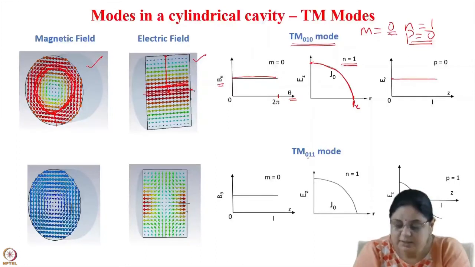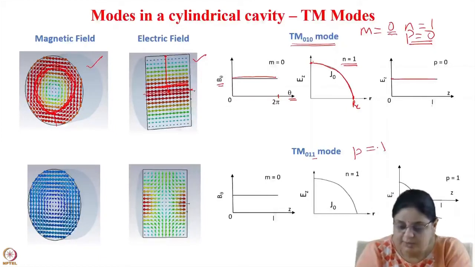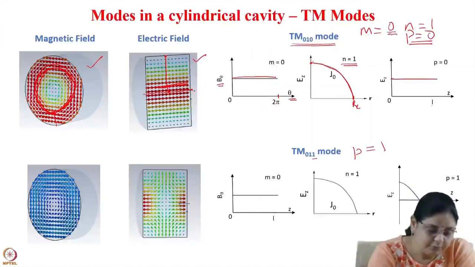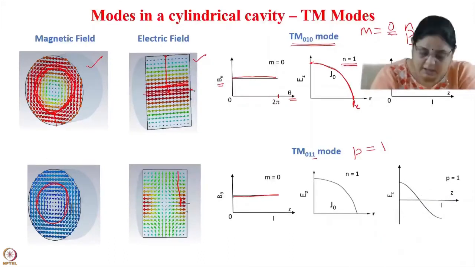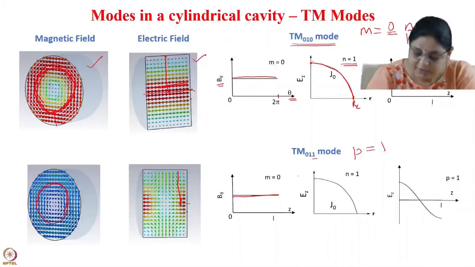Now the next mode is the TM011 mode. So here now P is equal to 1. The other fields remain the same. Again, if you see the variation of the field in the theta direction, B theta, there is no variation. So M is equal to 0. If you see the variation of the field at a fixed Z and theta, that is the variation of EZ with R, you will see that it is maximum at the center and then it goes to 0 at R equal to RC.